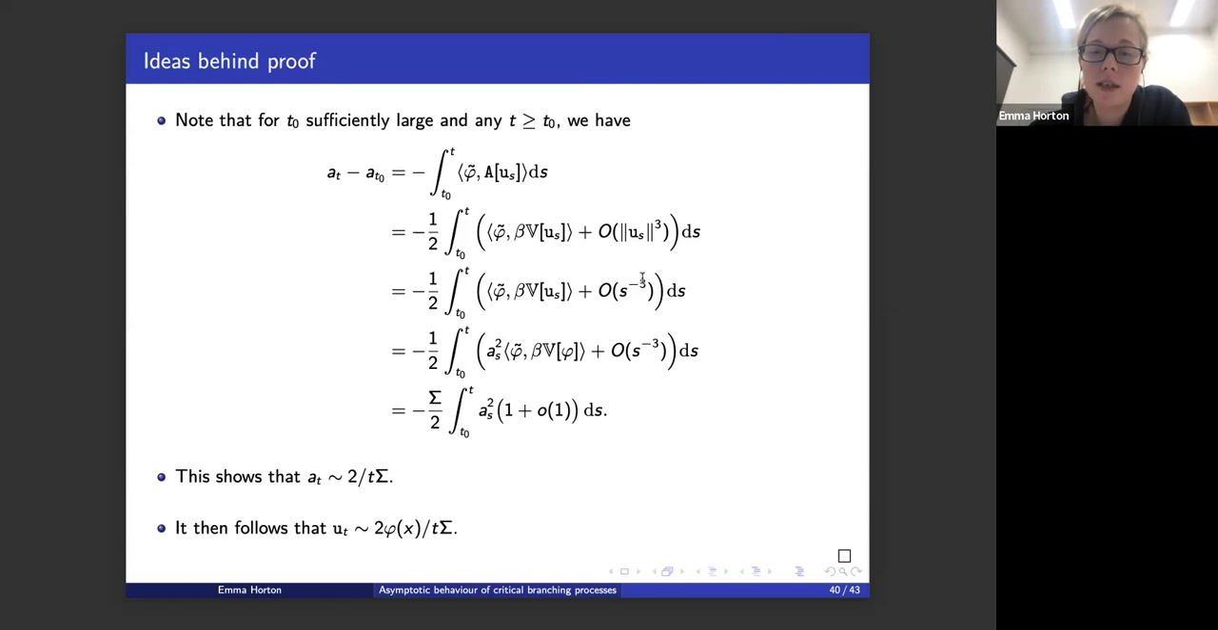From the coarse upper bounds that we obtained, we know that the survival probability is of order 1 over s. And then we can use this previous convergence that says that u divided by phi is close to, as to sort of pull out this term. And this in particular shows that AT behaves like 1 over T with the correct constant. And then we can just use the previous result from the previous slide to say the same is true for UT.